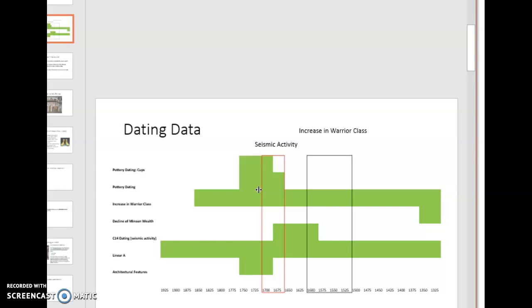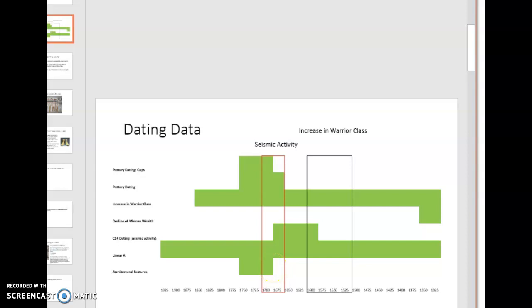We can see that if you plot all of this data, and you're welcome to do this yourself or use the one that I have, you can see that the pottery dating of cups comes from approximately this period. The vase painting from this period. The increase in warrior class goes all the way across this period here. The decline in Minoan wealth is not until this point here. C14 dating of seismic activity is around about this point here. Linear A goes for this whole period. And the architectural features that are similar, so using typology, we can say they come from around about this date.